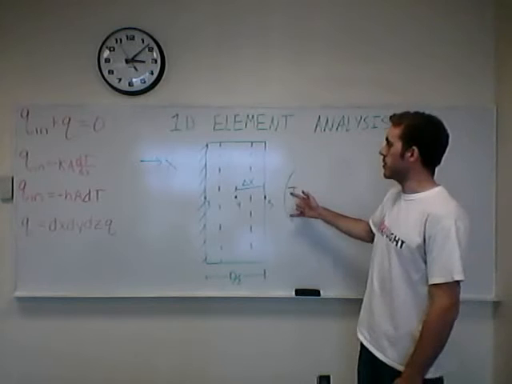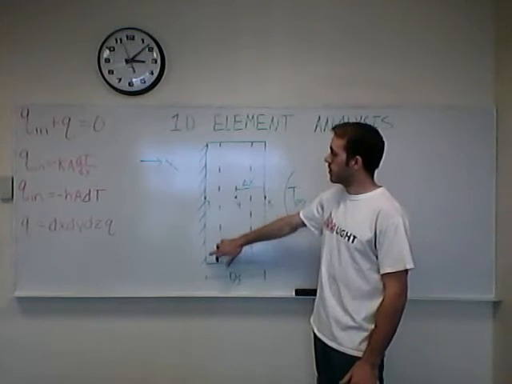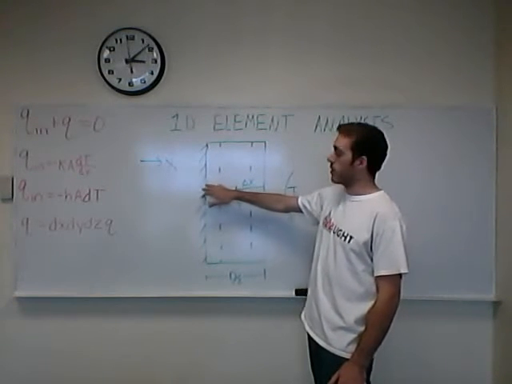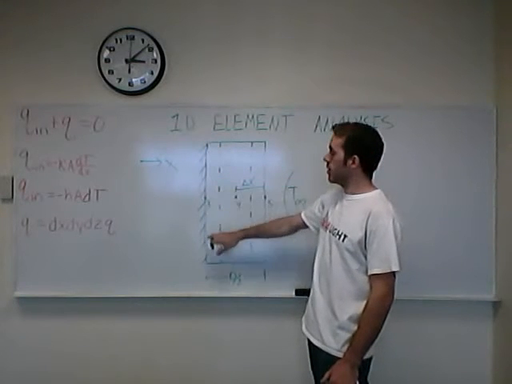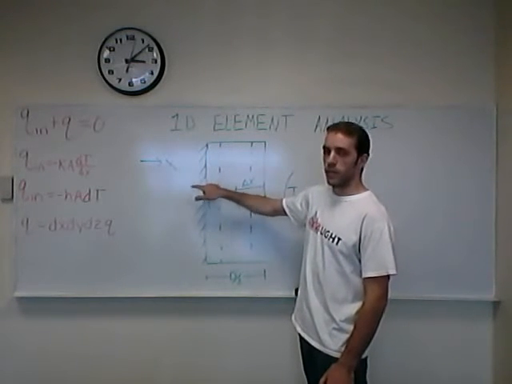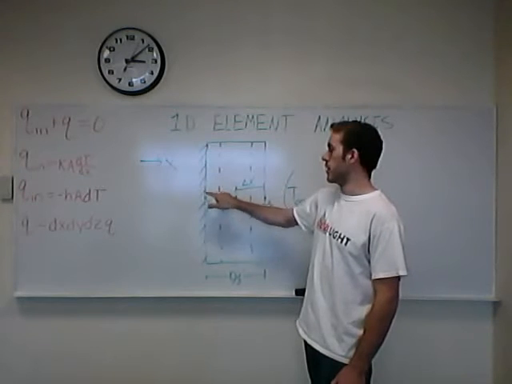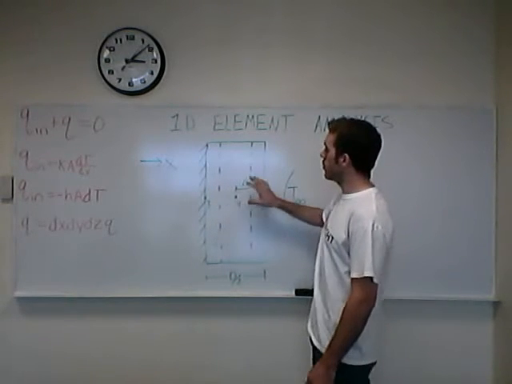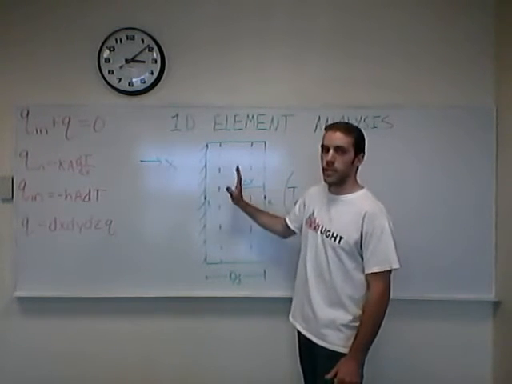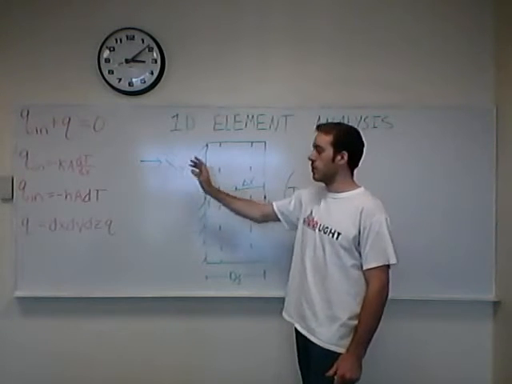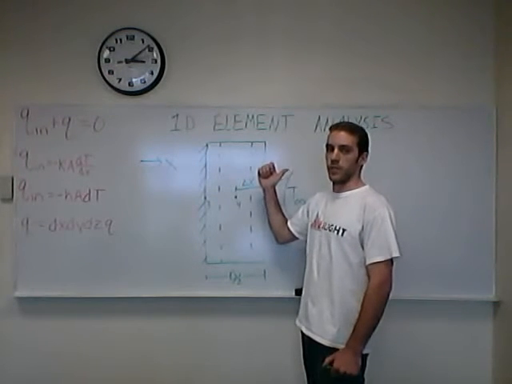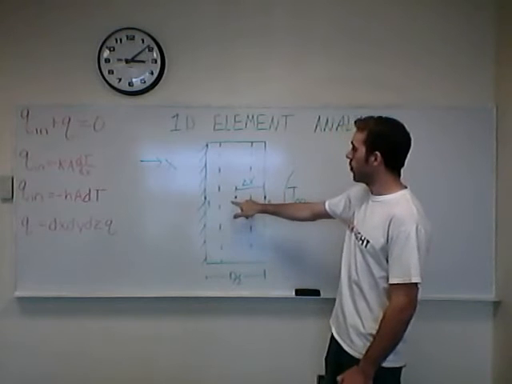Here we've simplified it due to symmetry. On this edge, you can see the hash marks represent an insulated wall. Because the temperature on the left side and the right side of node 3 are going to be exactly the same, we do not have to worry about any temperature change coming from that direction. We only have to worry about from this direction on node 3.